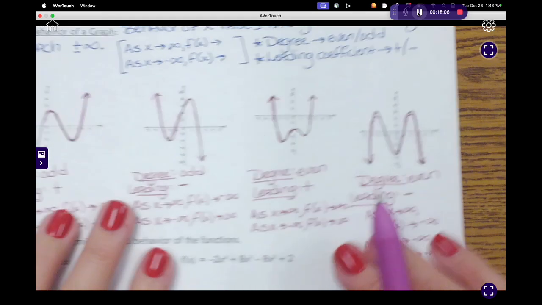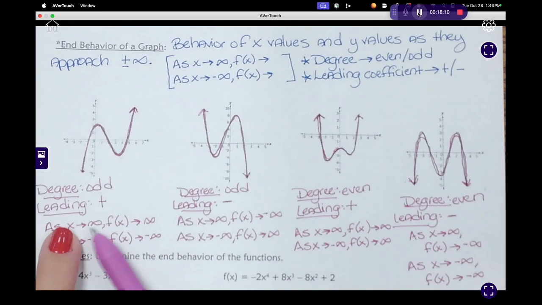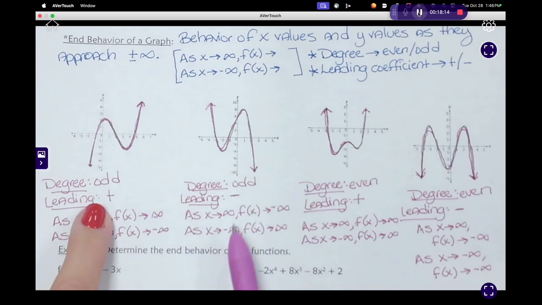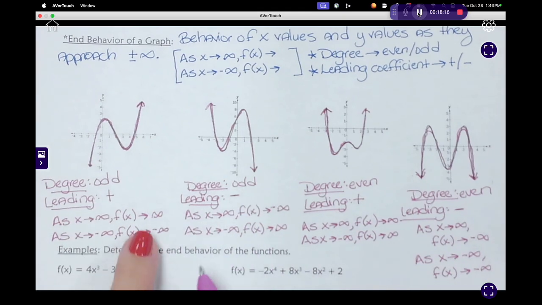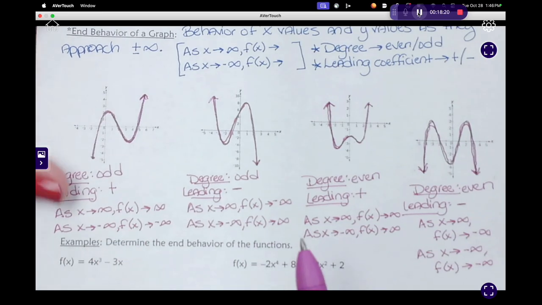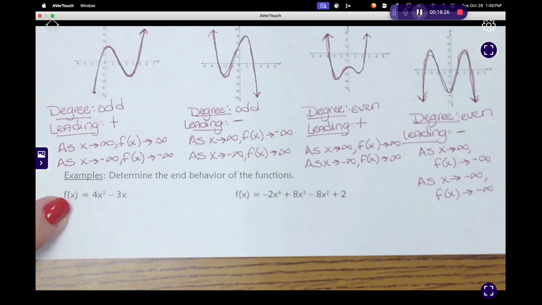Obviously, looking at a graph, it's pretty easy to tell. These are going to be your basic rules, okay? For the odd, and then one's positive, one's leading or negative, those are going to be your basic rules. So now we can use these if I'm given just the function. I can determine the end behavior just based off what I just did. It might help you to sketch the graph.